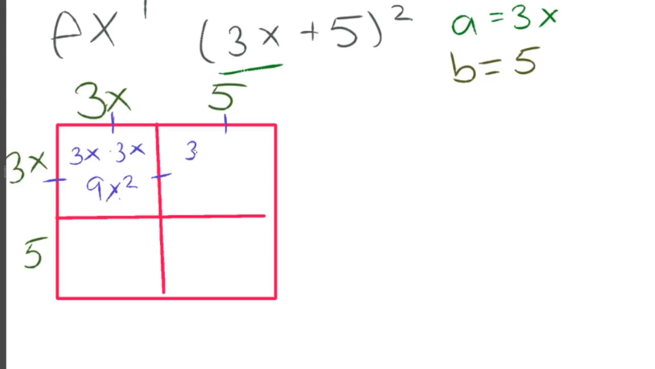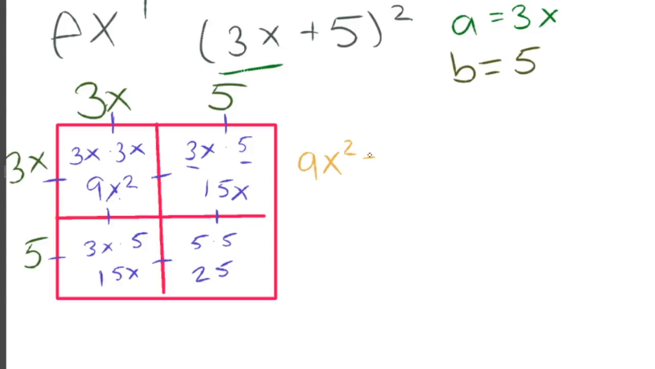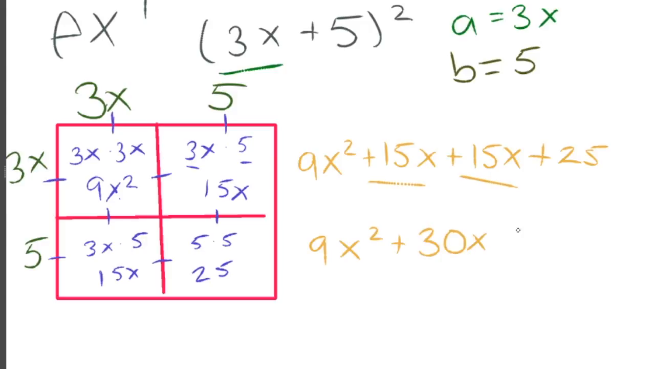Next, we're coming down here to 3x times 5, which is 15x. Down here again, same thing, 3x times 5, giving us 15x. Now we have our last square, 5 squared, so 5 times 5, 25. So let's add all of these together. We have 9x squared plus 15x plus 15x plus 25. So again, we'll combine like terms, giving us 9x squared, and 15 plus 15 is 30, don't forget the x, plus 25. That's our answer right there.